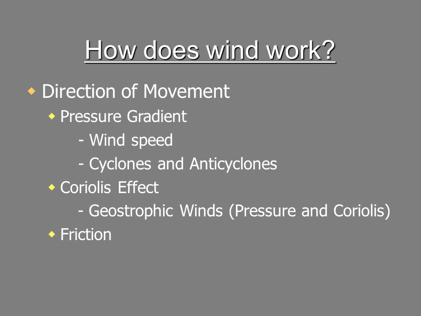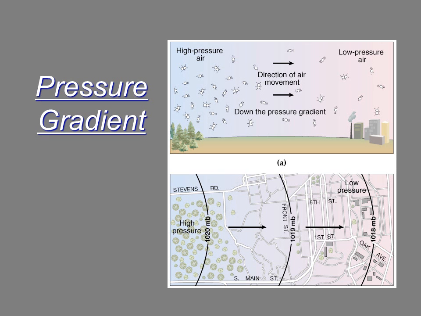Okay, so let's talk a little bit about how wind works. We're going to talk about the pressure gradient force, wind speed, cyclones and anticyclones. Then we'll get into the Coriolis effect, geostrophic winds, and friction. Okay, pressure gradient force. This is pretty simple.